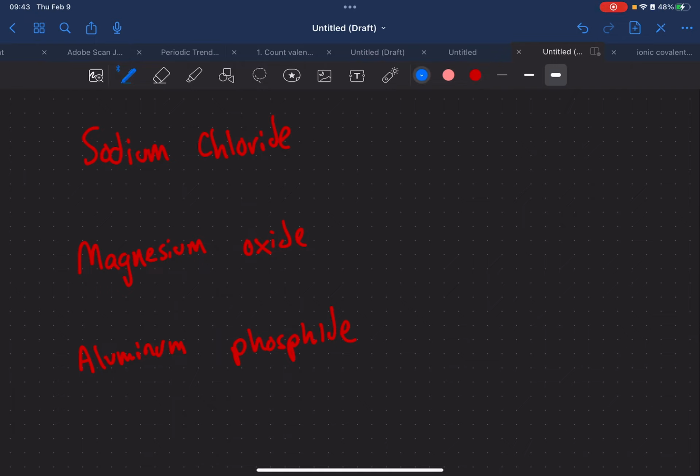Okay, let's talk about it. Sodium chloride. Sodium is Na, and it has a charge of +1. Cl has a charge of -1. It's chloride. Now these charges cancel each other out. They add up to 0. So that means we only need one Na and one Cl to balance out the charges. We don't need any subscripts, no numbers in these.